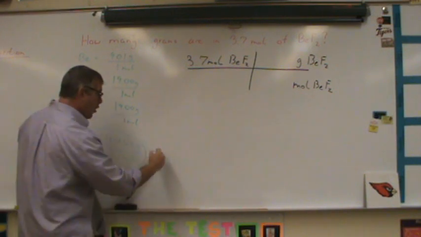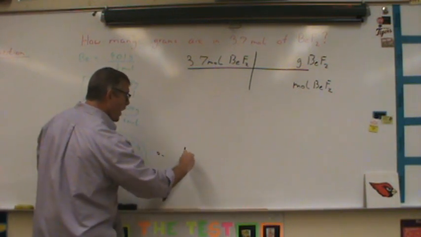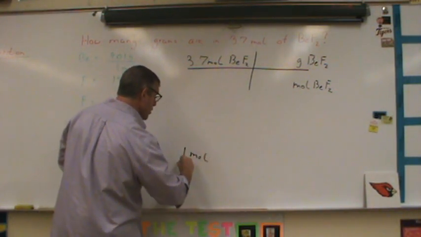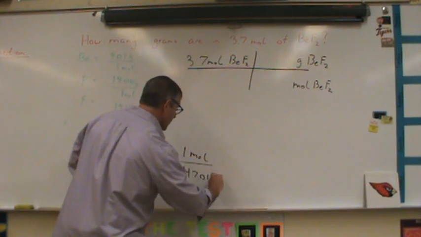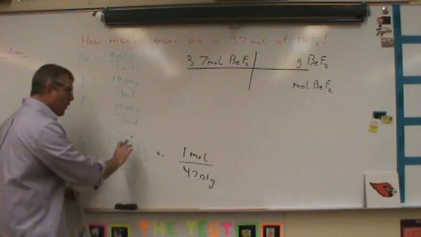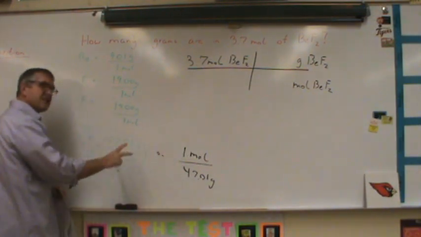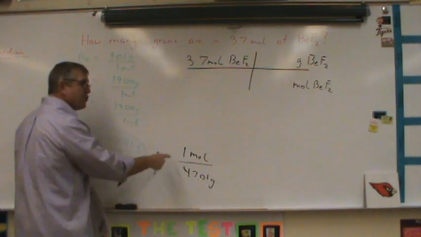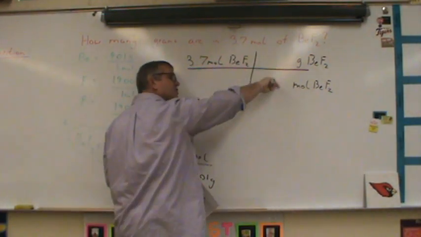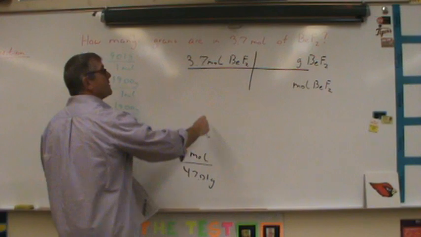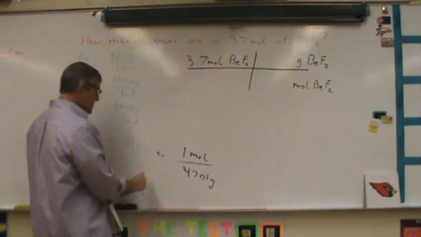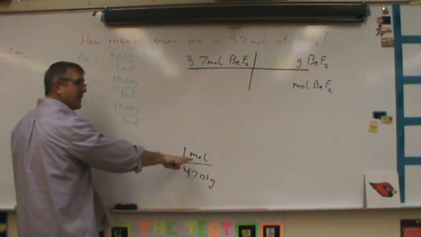It can be 47.01 over 1, or it could be 1 mole over 47.01 grams. You see how I inverted it? I flipped it? That is perfectly fine. You can do that if you need to for our table. But in this case, we don't, all right? Because I'm looking for grams, so I can just keep it the original. I don't need to invert it.